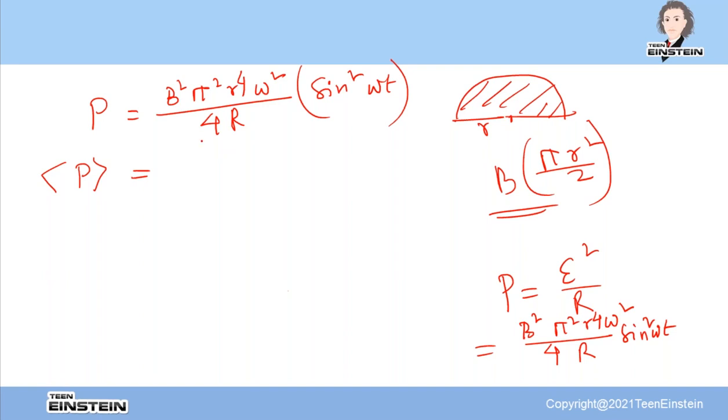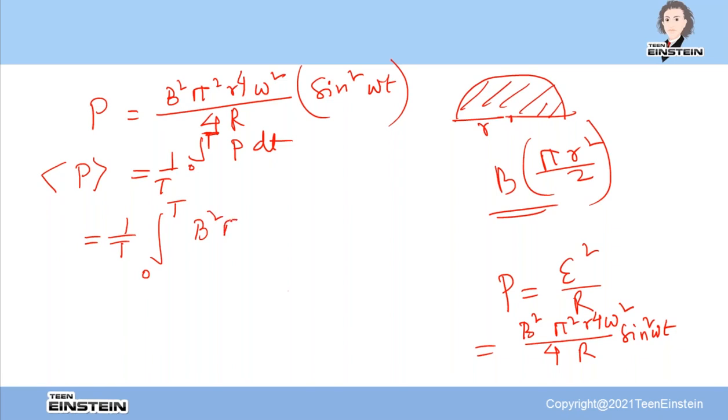You have to take integration, integration over 1 over T, full, 0 to T, of this P dt. This is what you have to do the integration. If I do this, actually we'll learn this thing in the next section in the AC part.